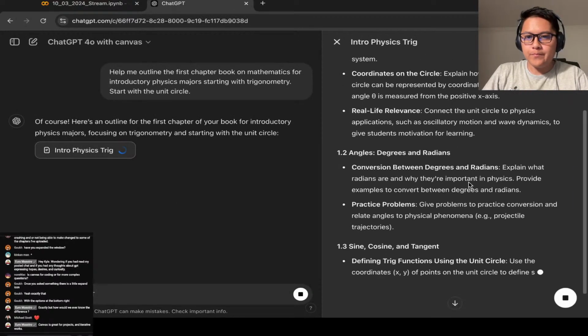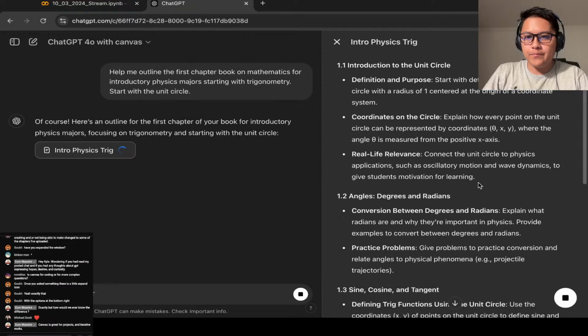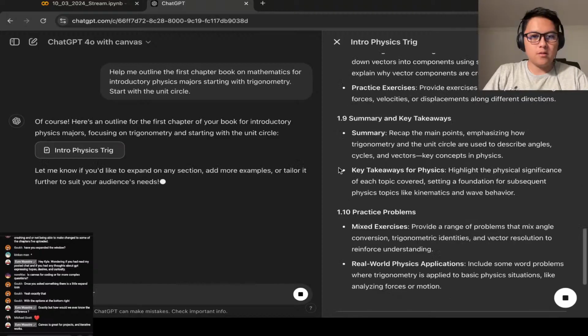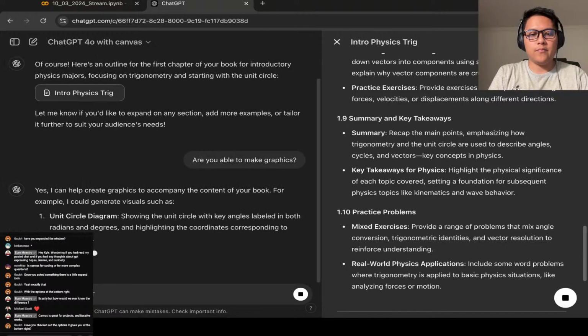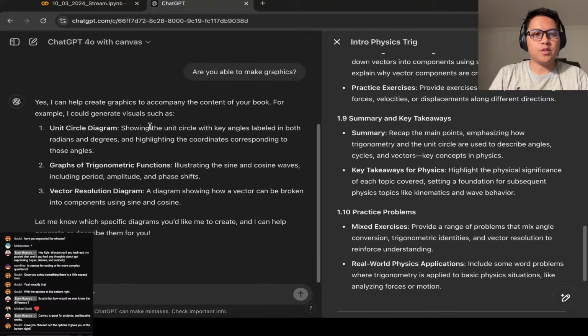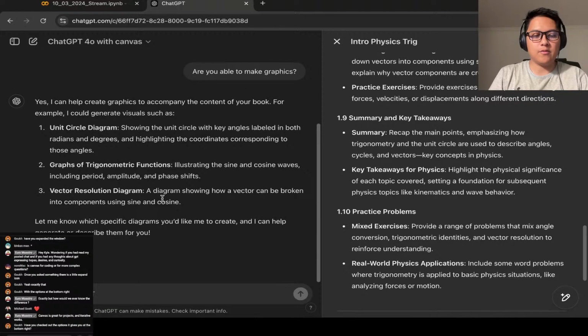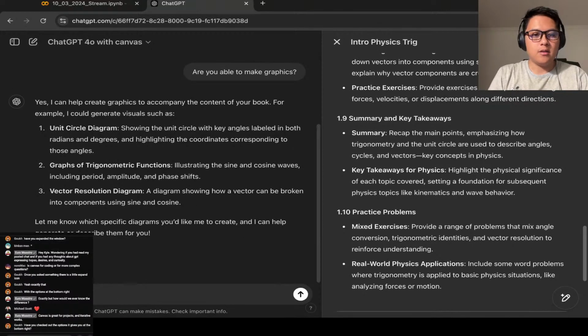Whoa. Add examples. Can you... Let me ask it, are you able to make graphics? Ooh, I can create visuals such as unit circle diagram, graphs of trigonometric functions. Yeah, make a unit circle diagram.